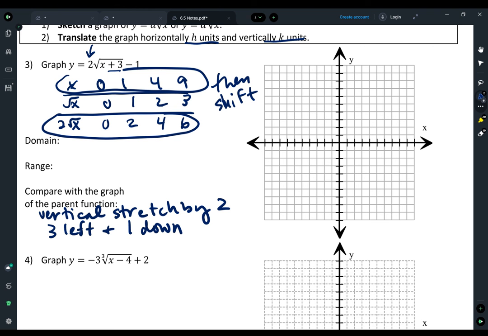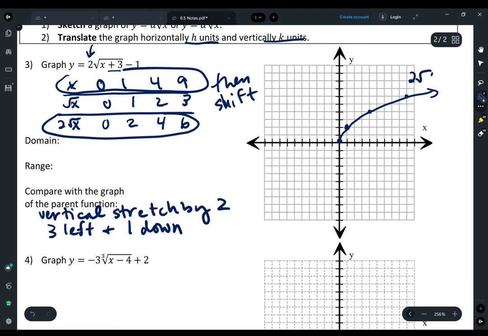So let's go ahead and graph this. I have a 0, 0 still, but instead of doing 1, 1, now I go 1, 2 because I'm multiplying my y's by 2. And then I'd go over to 4, but instead of up to 2, now I'm up to 4 because I'm multiplying it by 2. And then I go to 9, and then instead of up 3, it's now up 6. So there's my new graph.